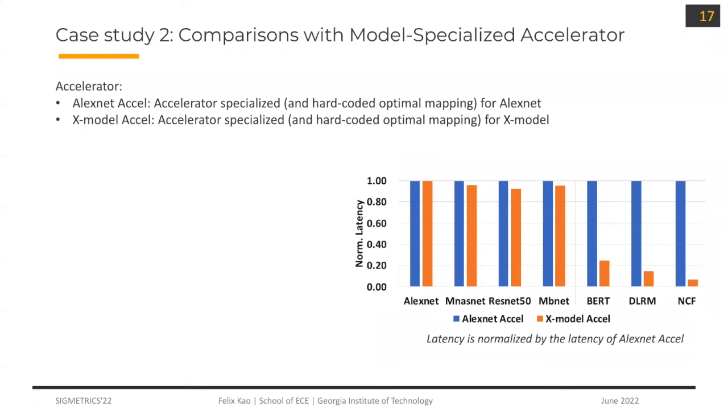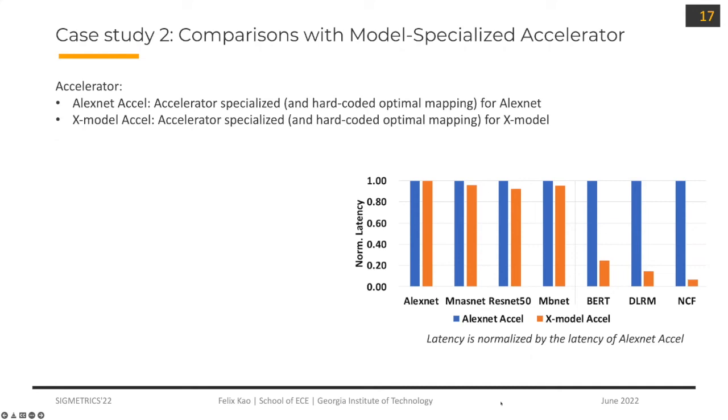In the second case study, we want to show how flexibility can help future-proofing. We have two configurations of accelerator. AlexNet accelerator is an accelerator specialized for AlexNet, and X model accelerator is an accelerator specialized for X model. For example, MNASNet model accelerator means an accelerator specialized for MNASNet. Here we show their normalized latency to run the DNN model, so lower is better.